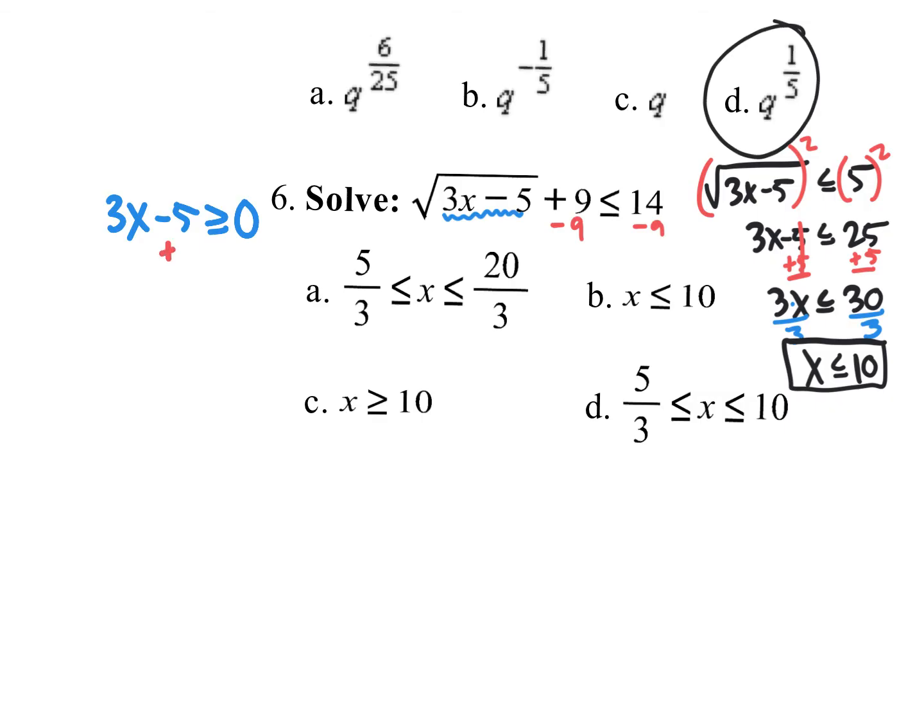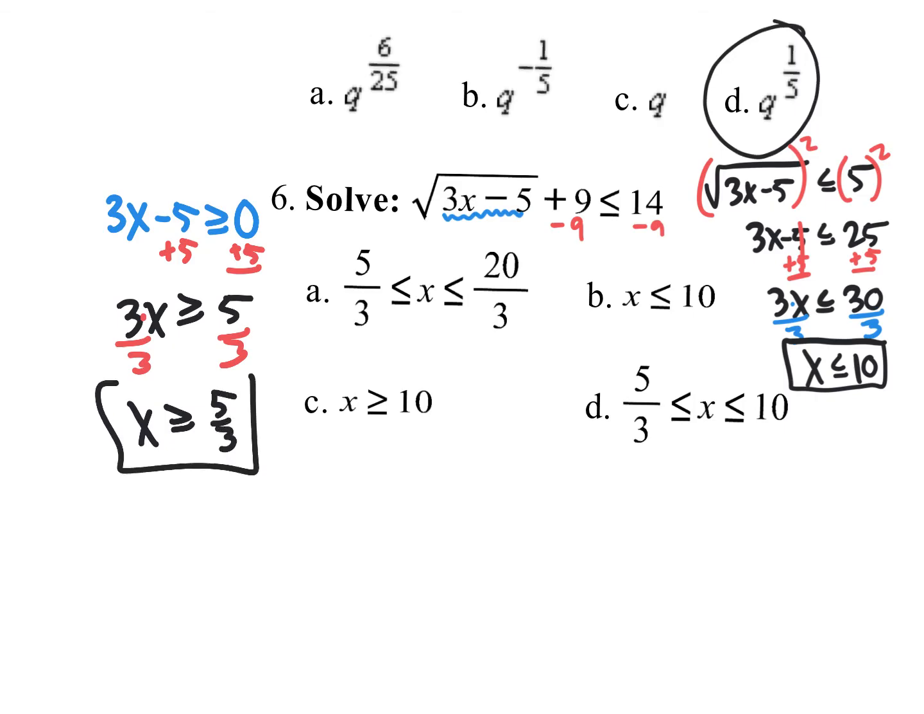Let's continue solving here. Plus 5, plus 5. We have 3x is greater than or equal to 5. Final step, divide by 3, divide by 3. Again, you don't flip the inequality. X is greater than or equal to 5/3. So there's our other answer.